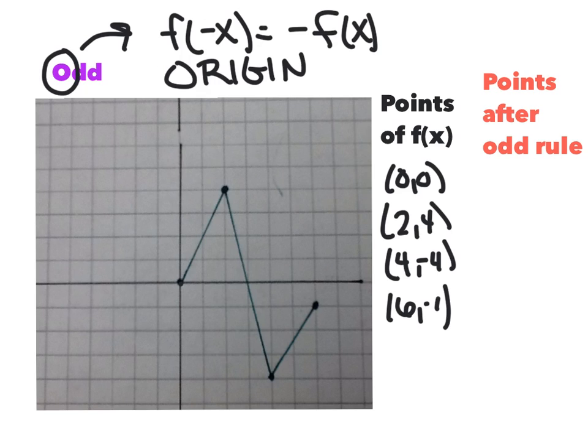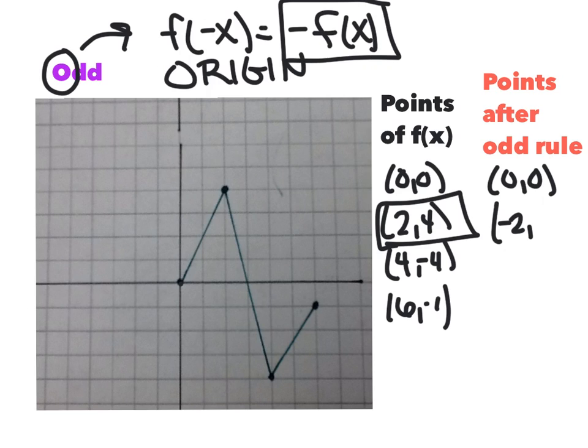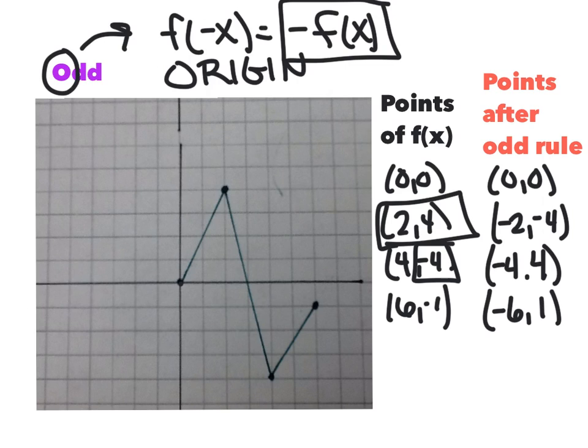Okay, now all we're going to do is apply the rule like we just said. So I'm going to substitute in a negative x. Well, (0, 0) is going to stay the same. All right, so let's start with the point (2, 4). We'll substitute in a negative x, so I'm going to make it a negative 2. And I'm going to get out a negative y value. So if my y value was 4, I'm now going to get negative 4 if I'm odd. Okay, so I'm going to substitute in a negative x on the next point, and I want to get out a negative y value. So I'm going to get out a positive 4. And then I'm going to substitute in a negative 6, and I should get out, if I'm odd, a positive 1. And then we'll go ahead and plot those points.